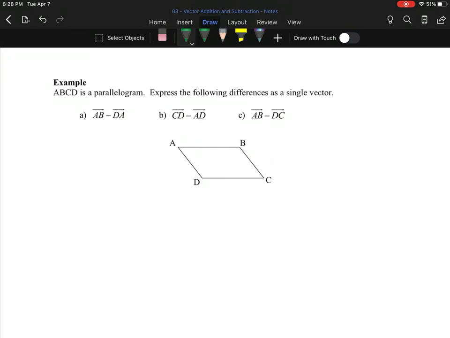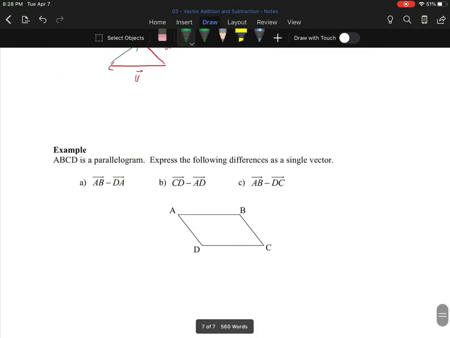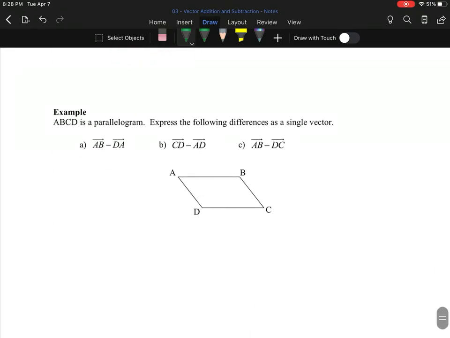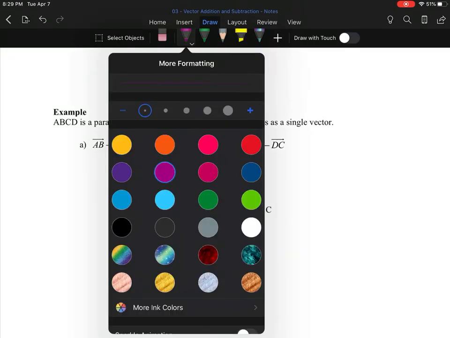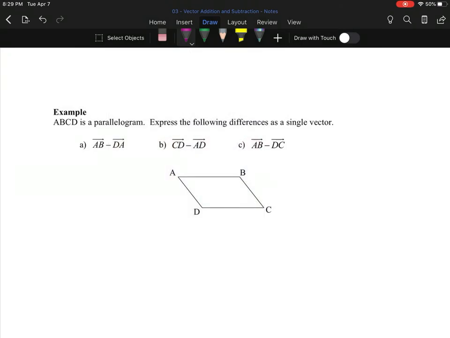Where was I? Oh, down here. Now, final example, it says ABCD is a parallelogram. That's important because we know then that AB and CD are parallel, and AD and BC are parallel. That's going to be important in the questions I do here to know that it's a parallelogram. It says express the following as the differences of a single vector. So it says AB minus DA.